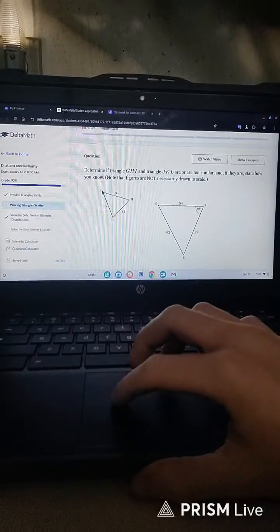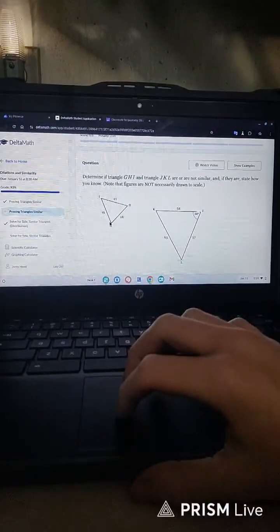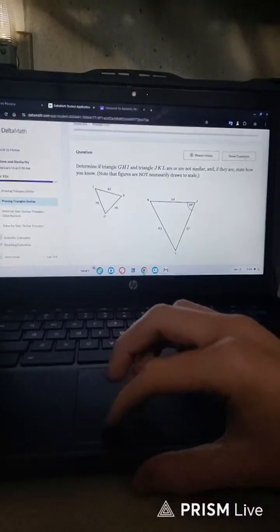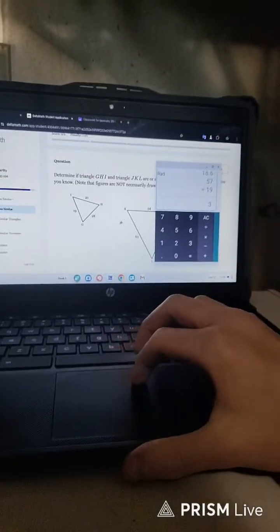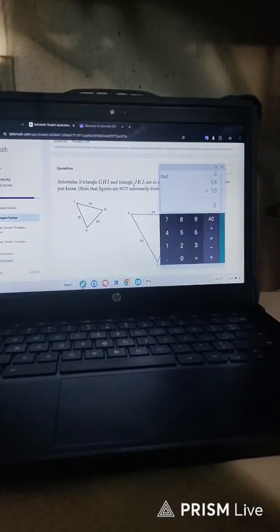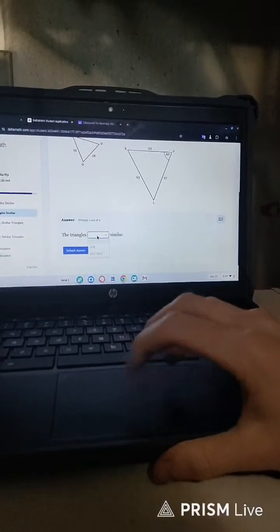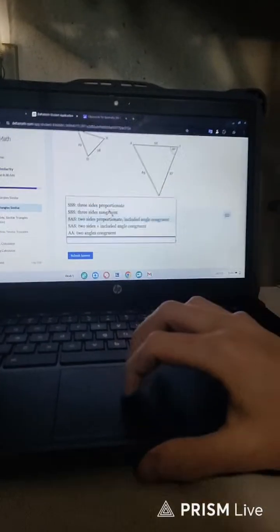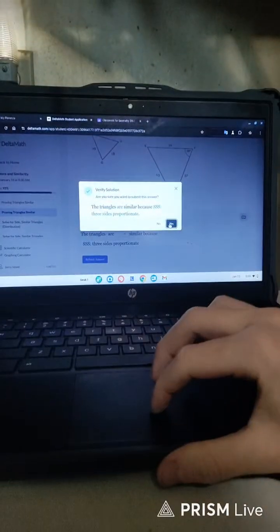JL, that one, and IG, yep, IG. So 57 divided by 19 equals 3. Means 54 divided by 18 would have to equal 3. And it does. So this is equal, or similar, because SSS.